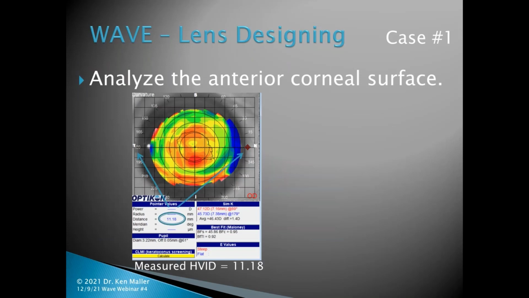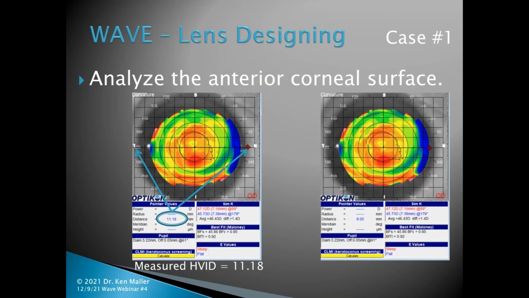So here we have the measured HVID at 11.18. And over here, we can see we actually captured data out to about 9 millimeters of that. So we're missing about 2 millimeters of data out in the periphery.